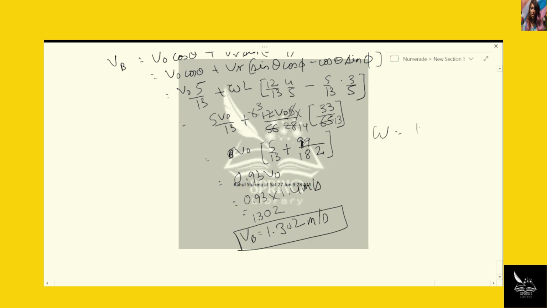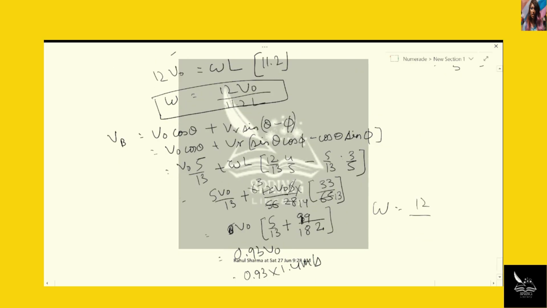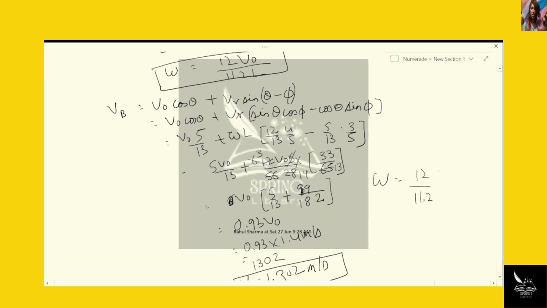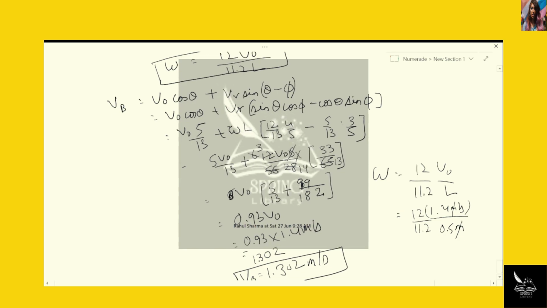And omega was 12 over 11.2 times V naught over L. So this will be, L was 500 millimeters, V naught is 1.4 meters per second. 500 millimeters is basically half a meter, so it's 0.5 meters. Make sure that your units are always correct, otherwise you will make a mistake. So that's why we are using everything in units. So we cancel the meters, and then 0.5 times 11.2, we take one decimal off here, so one decimal moves here as well.